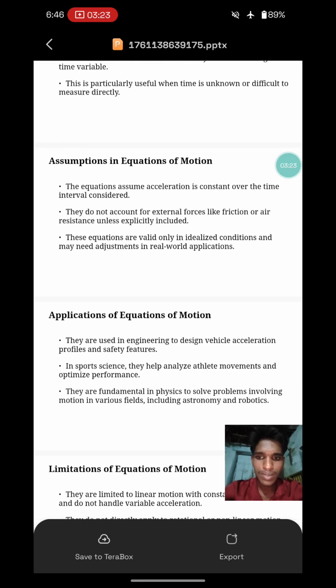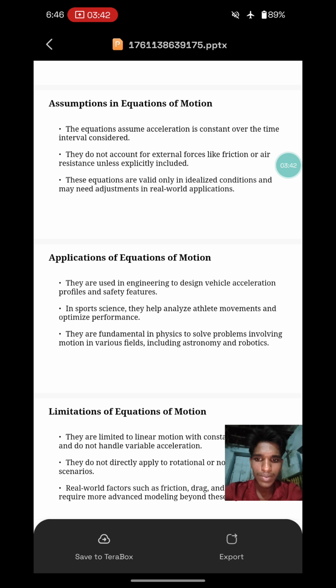Next, we will discuss applications of equations of motion. They are used in engineering to design vehicle acceleration profiles and safety features. In sports science, they help analyze athletic movement and optimize performance. They are fundamental in physics, solving problems involving motion in various fields, including astronomy and robotics.